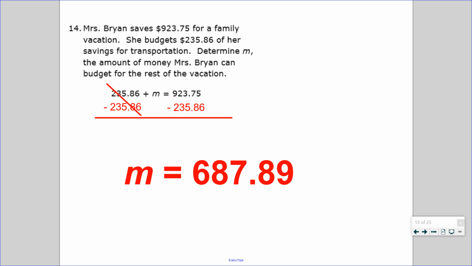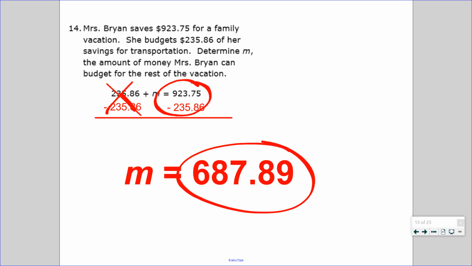14. Can you solve this equation? $235.86 plus m equals $923.75. So here's m. I need to isolate m. What is the inverse of plus $235.86? Minus 235.86. I do it on both sides. Just cancel. If you subtract these two numbers, you get $687.89.